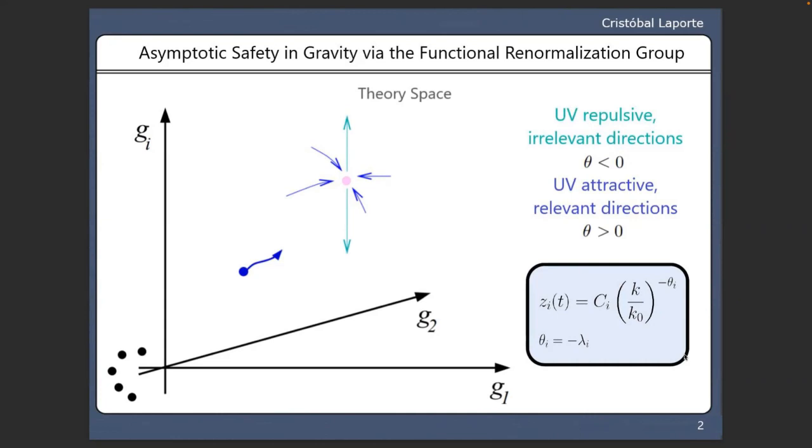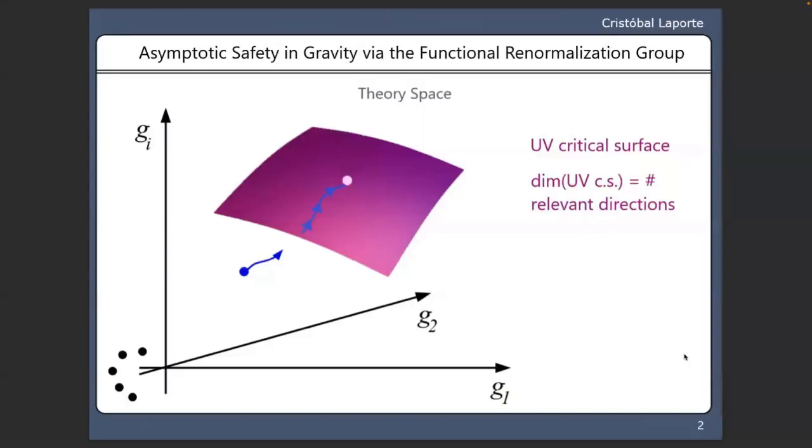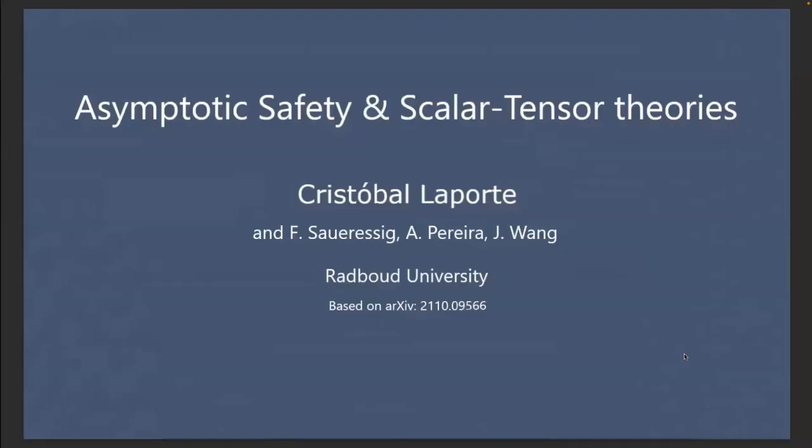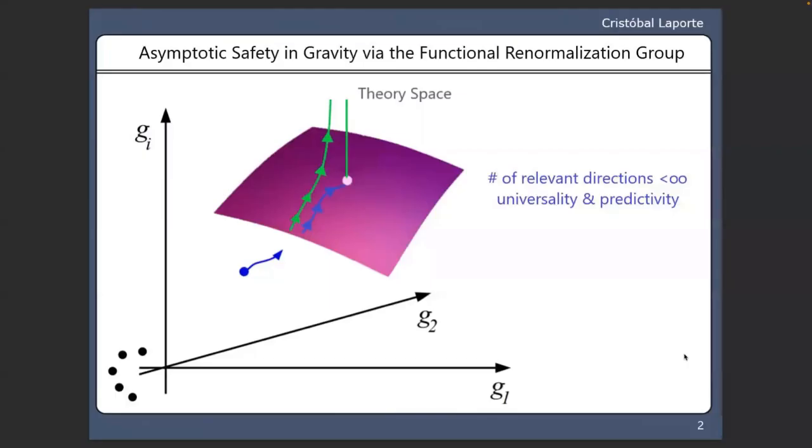And you can see that in order to hit the fixed point, these integration constants have to be set to 0. And when the critical exponents are positive, that is a relevant direction, this quantity decreases insofar as k increases. So these integration constants are just free parameters. And now these relevant directions define the so-called UV critical surface around the fixed point. I will say that the theory is predictive if the dimensionality of this UV critical surface is finite, because you have to set a finite number of integration constants with the experiment.